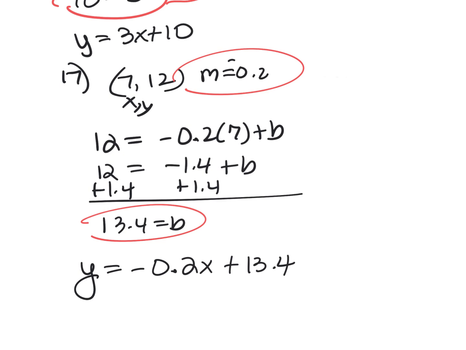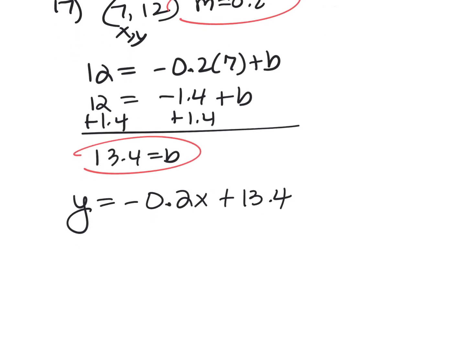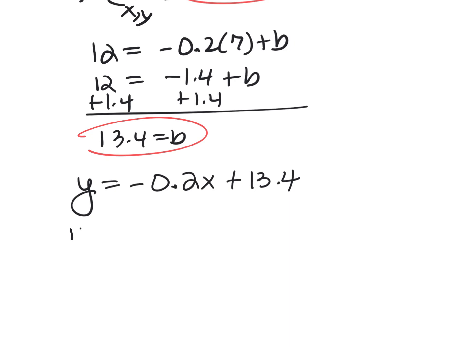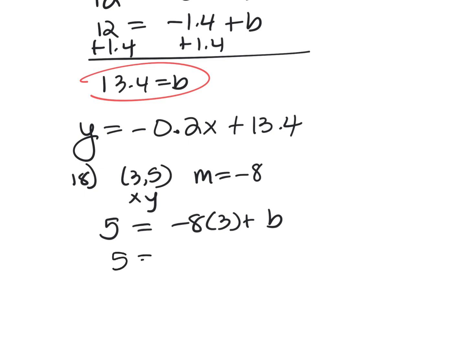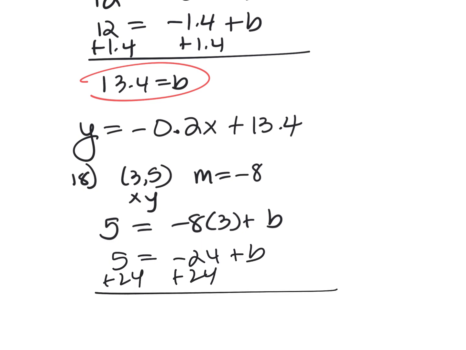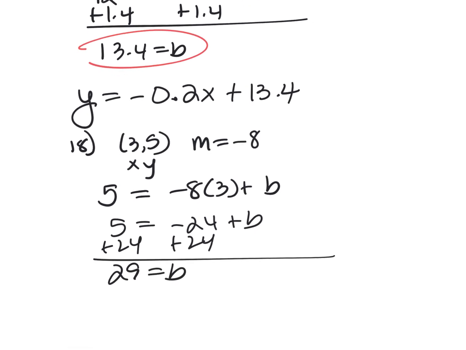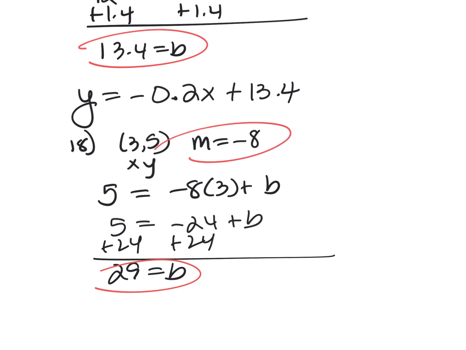Number 18. Again, a coordinate, (3, 5), which is x, y, and then the slope, negative 8. So 5 equals negative 8 times 3 plus b. 5 equals negative 24 plus b. Add the 24. 29 equals b. Take the b, take the negative 8, plug it back in. y equals negative 8x plus 29.